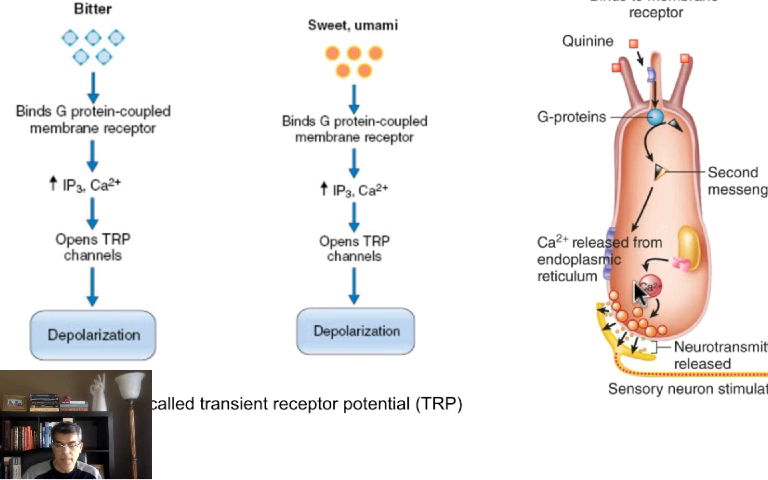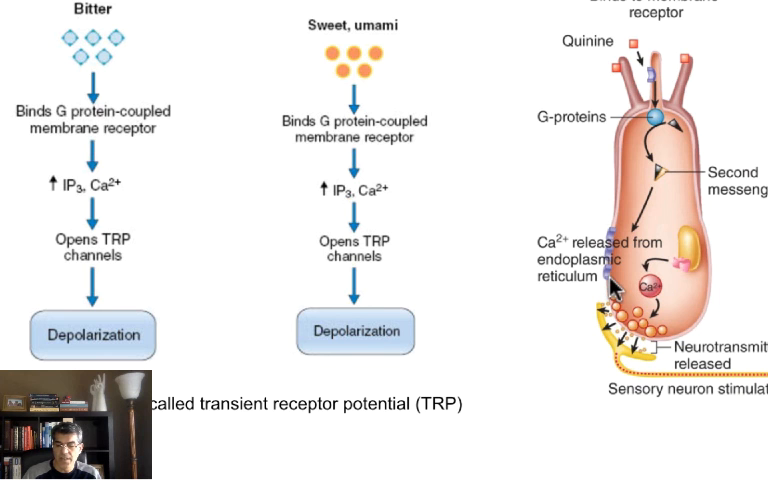And as a result, it's going to open up a channel called TRP. TRP stands for transient receptor potential. By opening this channel, you're going to release a neurotransmitter that stimulates this nerve. This nerve can be cranial nerve 7 or cranial nerve 9. I put the sweet and umami also because they use the same pattern. Although the G protein is different, it's not the same G protein, that G protein also is going to increase IP3 and calcium.